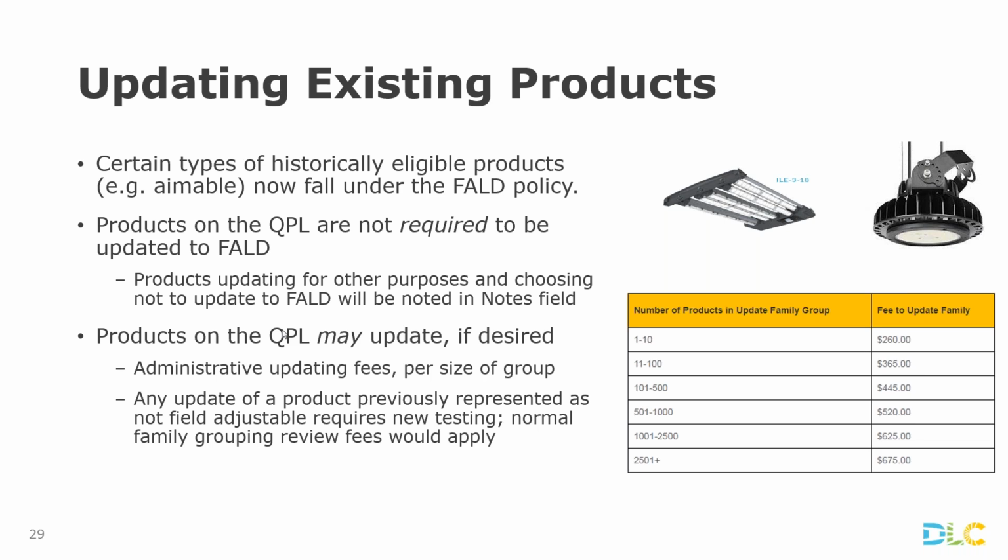If you have products or questions on your particular application, as always, we're very happy to walk through that with you one-on-one. And you're encouraged to reach out to applications@designlights.org. Send us your product IDs, send us your family grouping ID, tell us what change, if any, you've made to your product, and please provide the spec sheet, and we can work through with you on what you would need to do to update your product.